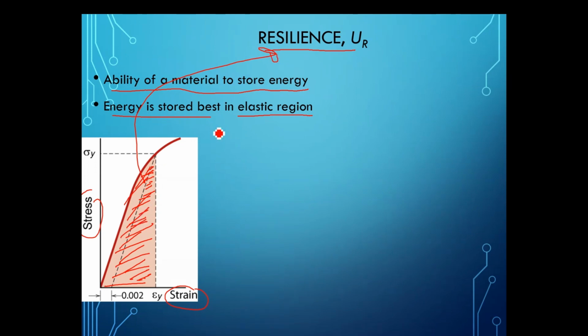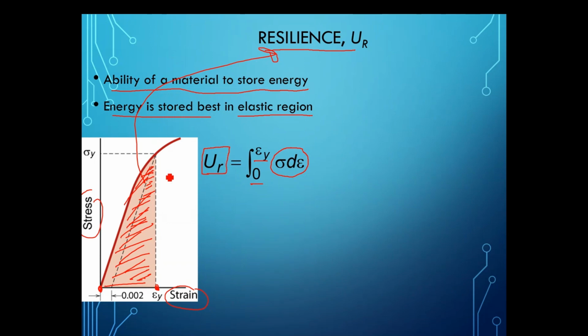How do you find out this energy? You just need to integrate from 0 to the strain up to the yield limit. From 0 to yield limit strain, stress is integrated with regards to the change in strain, and that would give you the area under the curve up till the elastic limit or the resilience of the material.